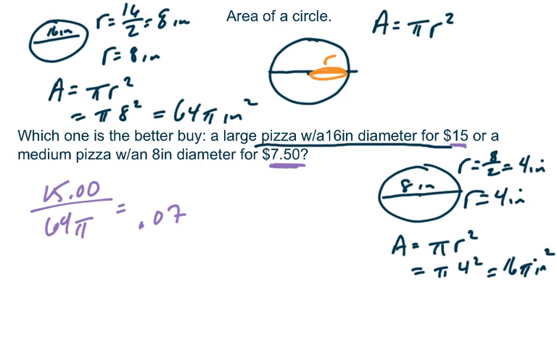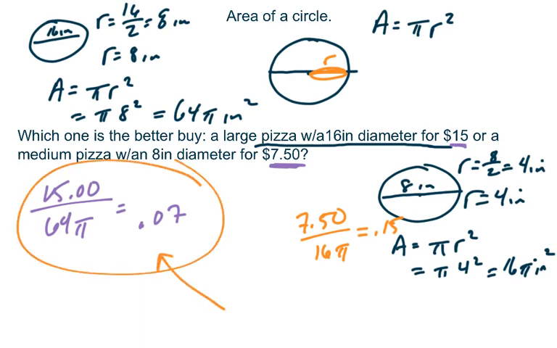So same thing on the medium. We're going to take that $7.50 and we're going to divide it by my 16 pi. And then we're going to type it in the calculator to the nearest hundredth and we're going to get 15 cents. So the better buy, go with the large. We're just basing it on money.